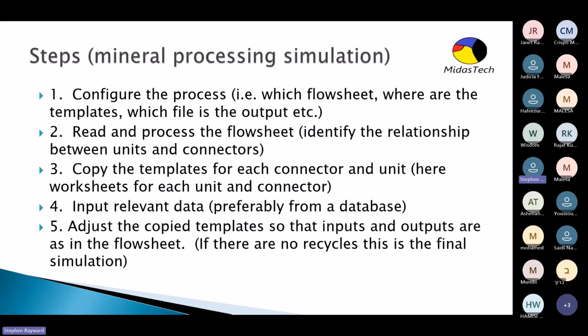Read and process the flow sheet. It then copies the templates for each connector and unit to create worksheets for each unit and connector. Now these largely are Excel equations, so they're copied and applied to different units. You have to input the relevant data, preferably from a database so it's automated. And then it adjusts the copied templates. You don't do it, the system does, so that inputs and outputs are as in the flow sheet.